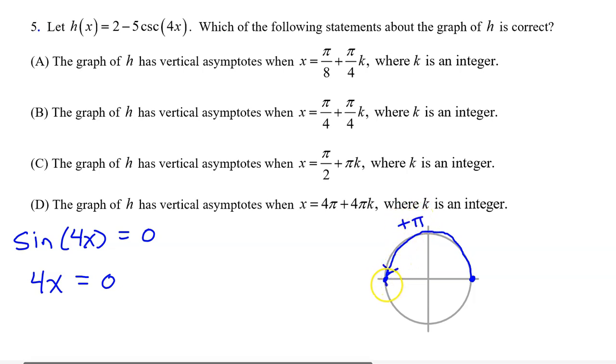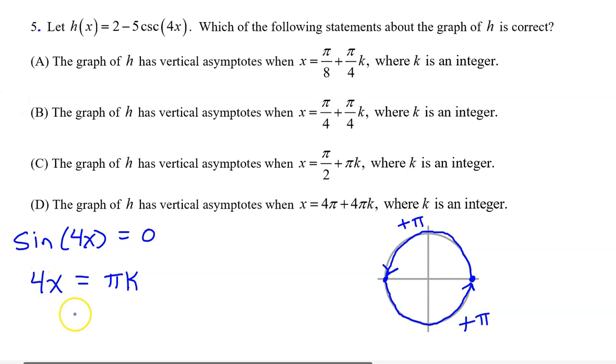In fact, if I add pi again, it'll take me to another solution. As I keep going around the unit circle, every time I add pi, it takes me to the next solution. So I can find all of the infinitely many solutions by adding multiples of pi. In other words, by adding pi k, where k is any integer. The 0 is not really doing anything, so I'm going to erase it.